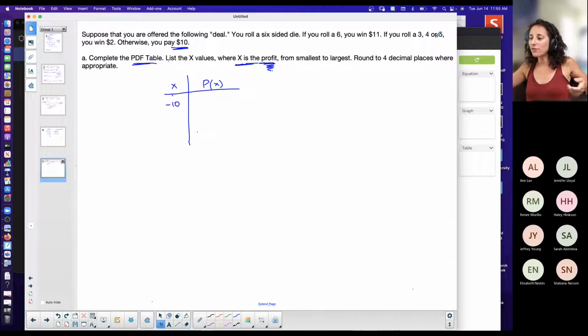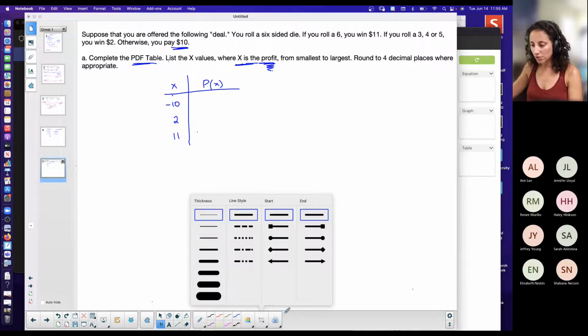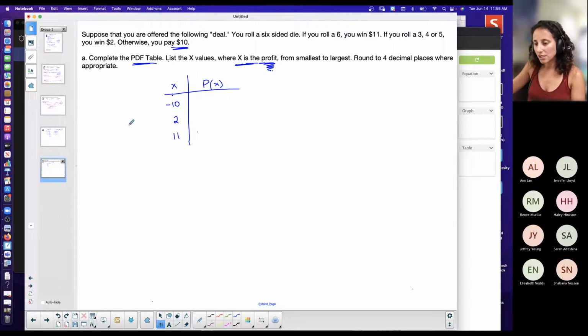If you roll a 3, a 4, or a 5, you win $2. So that's positive, right? And then if you roll a 6, you win 11. So that's positive 11. So here, this one was rolling a 6, just for your notes. This one was rolling, what was it? It's a 3, a 4, a 5.